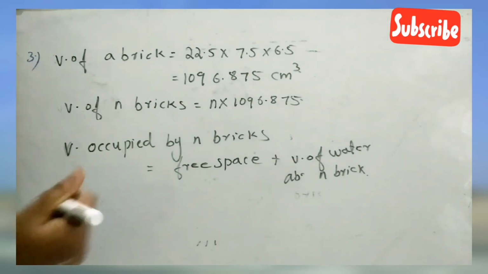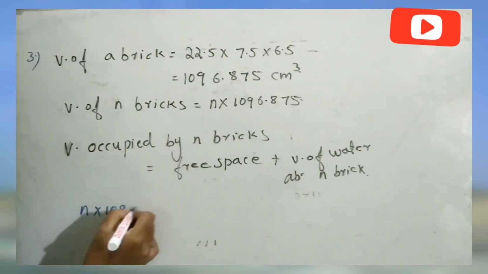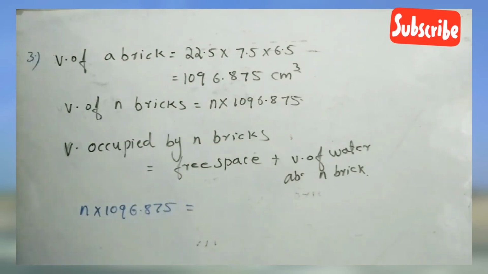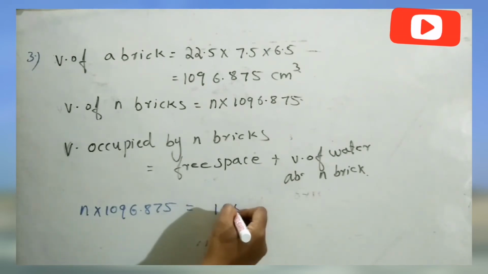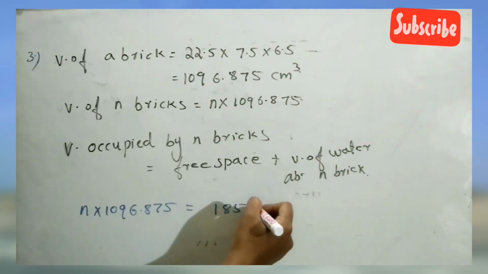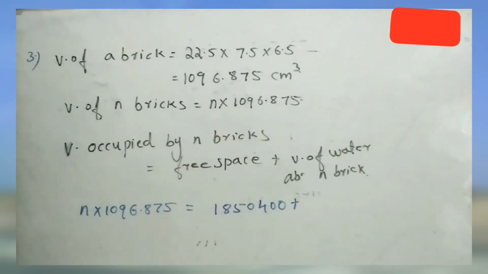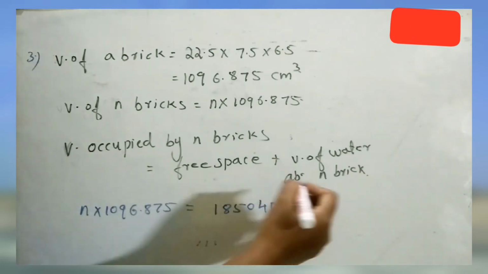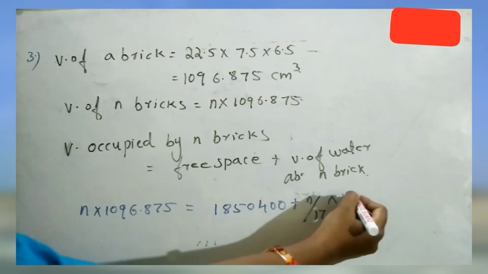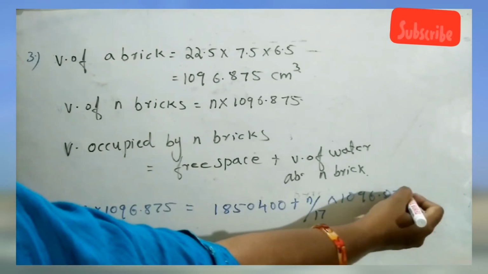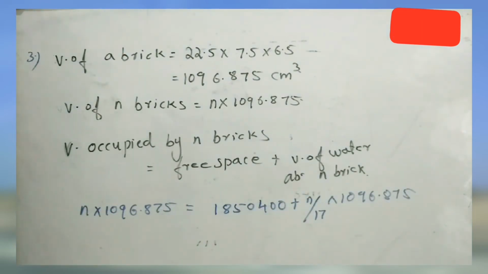So the volume occupied by n bricks, that is n into 1096.875, is equal to the free space. What is that free space? It is equal to 1850400 plus the volume of water absorbed by n bricks, that is n/17 into 1096.875. Just substituted all the values.